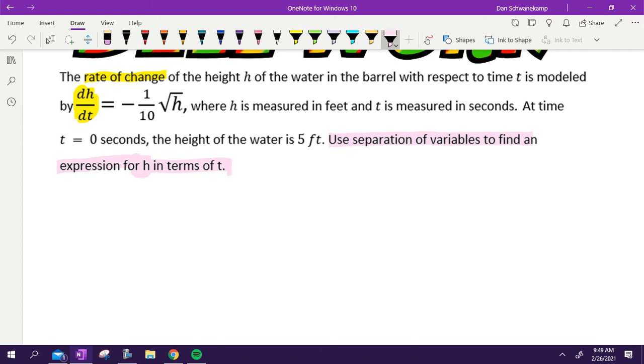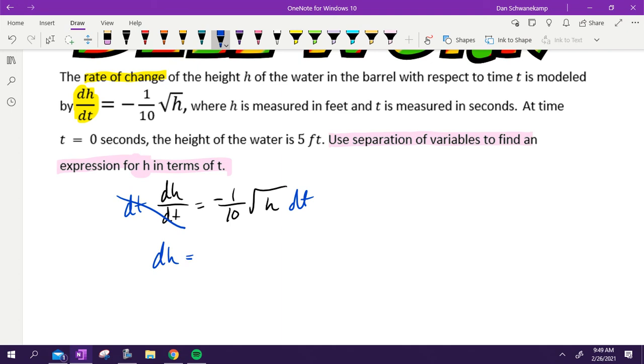Okay, so we're getting h by itself. What do I need to do with dh over dt equals negative 1/10 square root of h in order to get h by itself? Yeah, we've got to separate first. Okay, we're going to separate first. So if we separate, we're multiplying both sides by dt. I got dh over here.